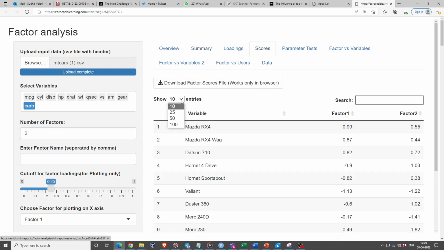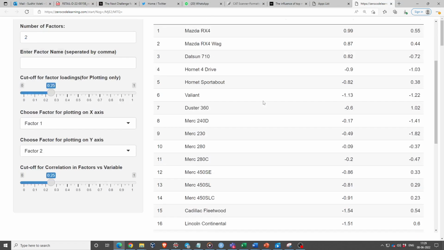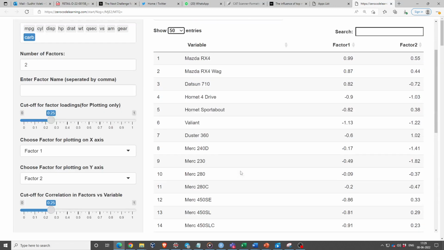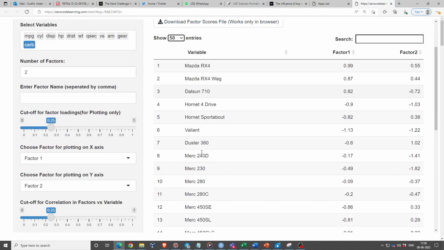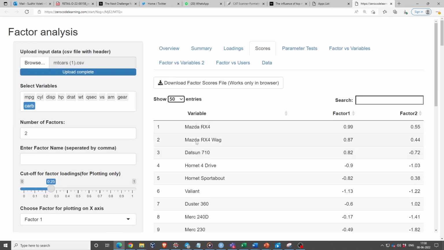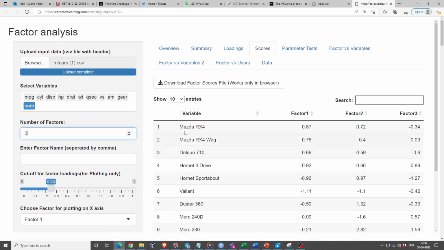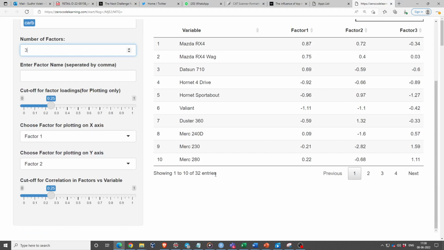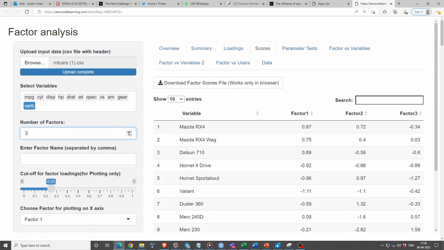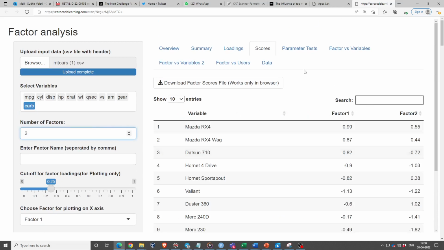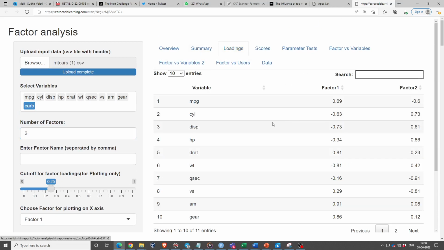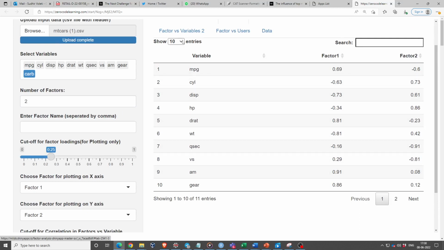So this one will be 32 by 2. There are 32 rows and 2 factors, and each of these cars, Mazda, Datsun, each row has a score on each factor. Suppose I change this to 3, then now this becomes 32 by 3. If you make it 4, then it will become 32 by 4 and so on. If you go to the loadings tab, there are 11 variables.